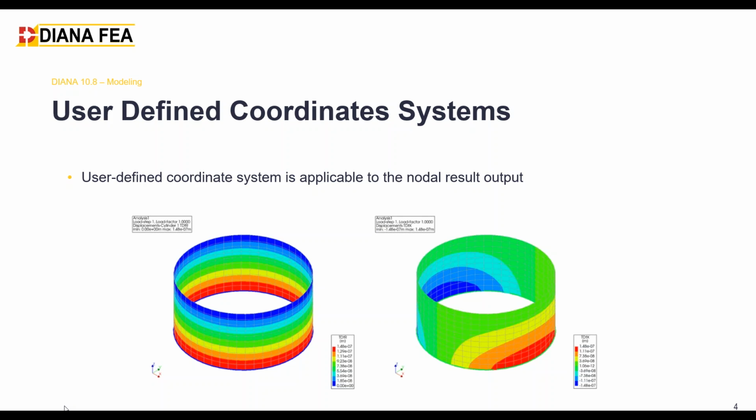This user-defined coordinate system is applicable to the nodal results output. So it means that you can select a specific user coordinate system for the output of nodal results, such as displacement, velocity, acceleration, and forces. For instance, in this slide, we have an example where we have the displacement in the global x direction on the right and in the radial direction on the left. So this is something new, and it has been requested by many of you, so I think it will please quite a large group of users.